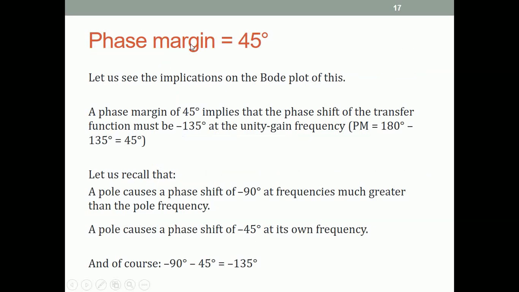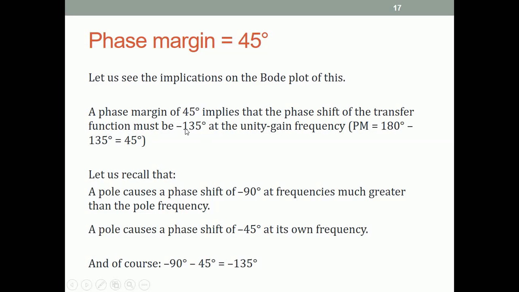Okay, so now let us relate the phase margin to the Bode plot. For this lecture and the next lecture we'll work with achieving a phase margin of 45 degrees. So let us see what the Bode plot should look like to achieve a phase margin of 45 degrees. Now a phase margin of 45 degrees implies that the phase of the transfer function at the unity gain frequency is minus 135 degrees, right? Because phase margin is measured from 180 degrees, and if the phase is minus 135, we'll get a 45 degree phase margin.